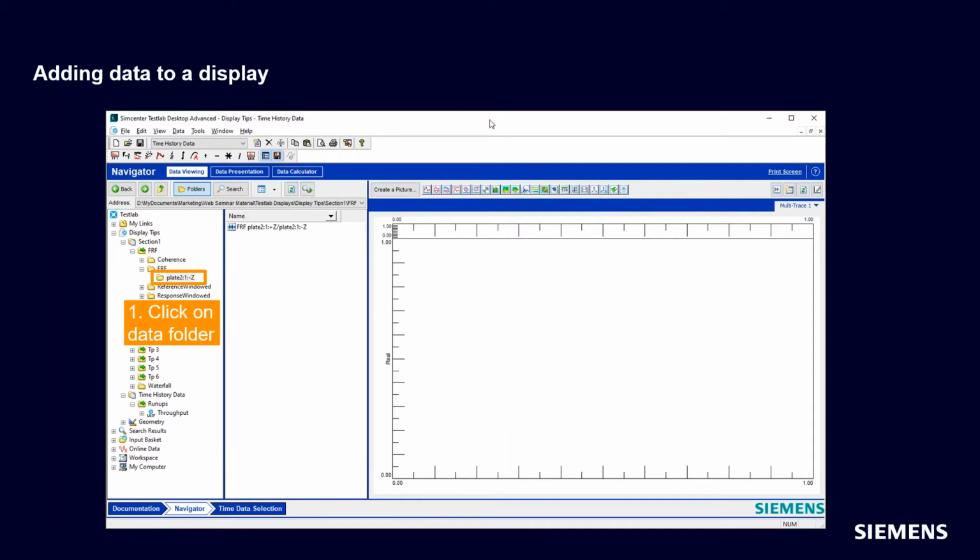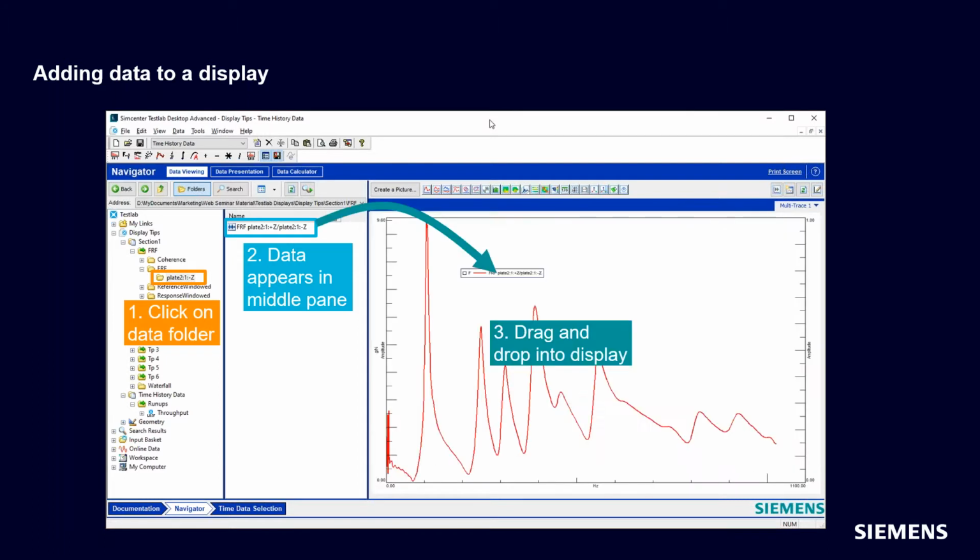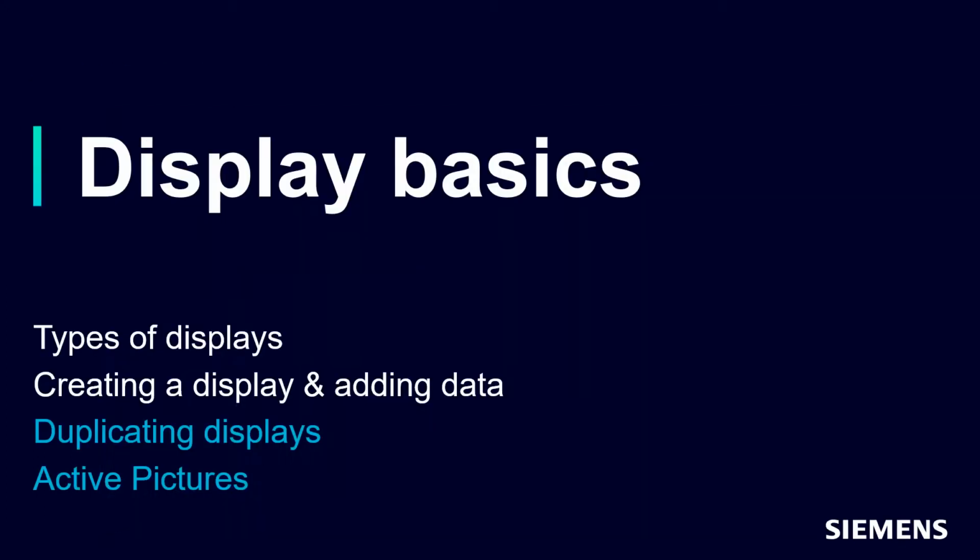Step one is to find the folder with your data in it. This will be in your project or somewhere else on your computer. Click on that folder, and the data in that folder will then appear in the middle pane. We see an FRF, and then we can just click and drag and drop that FRF onto a display, and that's how we view our data. When we locate our data, we just drag and drop it into a display. There are some advanced options we'll cover if I want to replace or update the data in a display, as well as duplicating displays and active pictures.